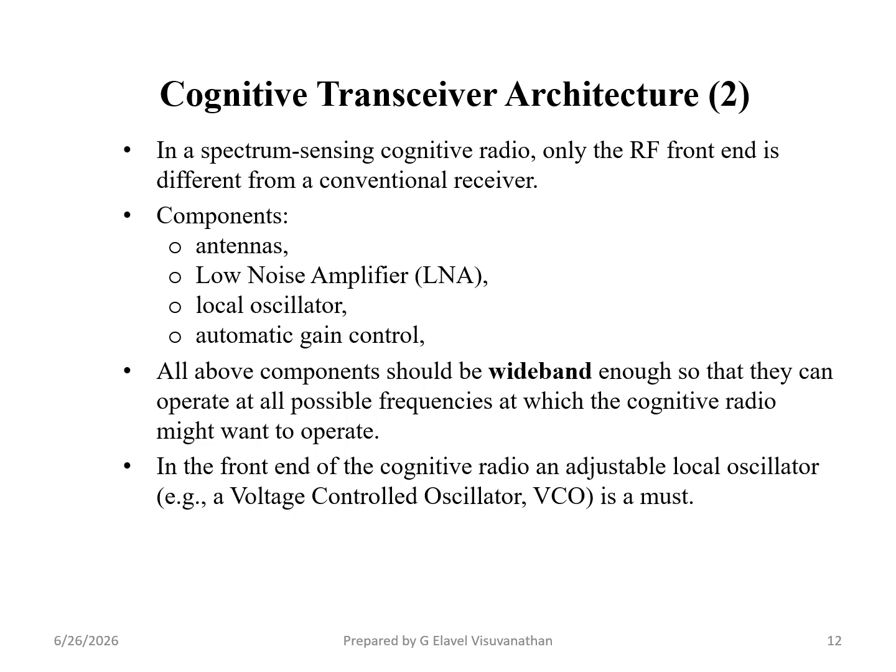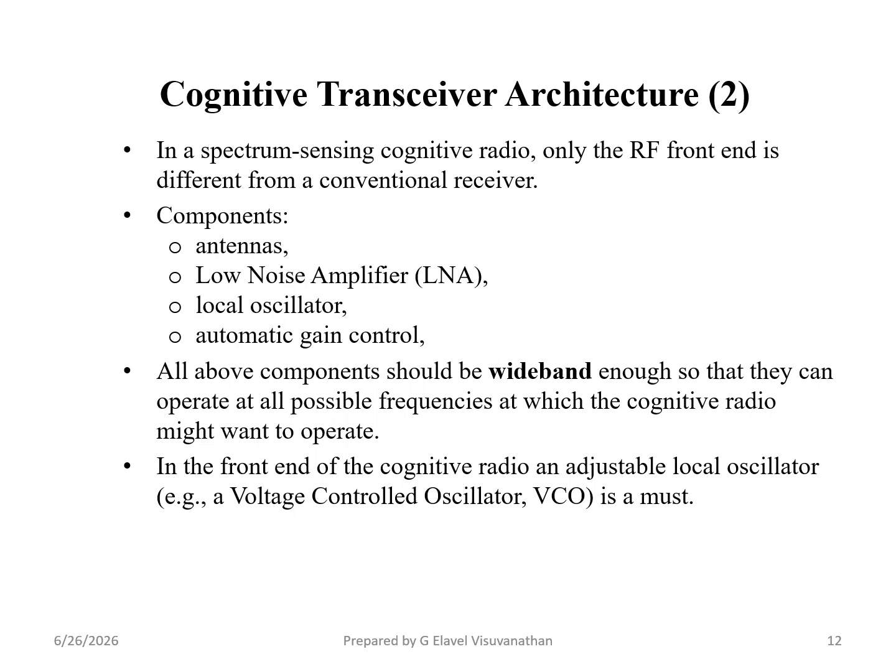It will remove the noise and then amplify the signal, so that it is sent to the local oscillator and we can automatically control the gain. Why? Because this gain is nothing but your efficiency, your output. Then only can we go for proper communication from sender to receiver with the help of a spectrum. All the above components should be wideband enough so that they can operate at all possible frequencies at which the cognitive radio might want to operate.